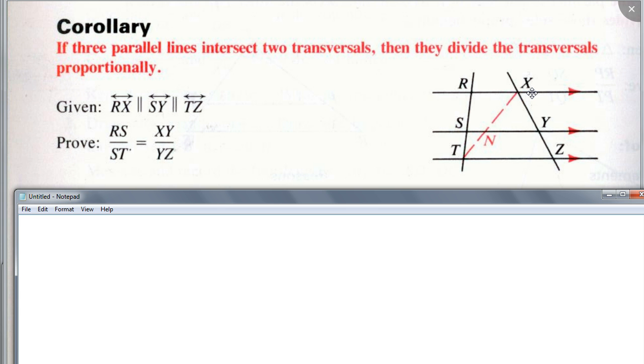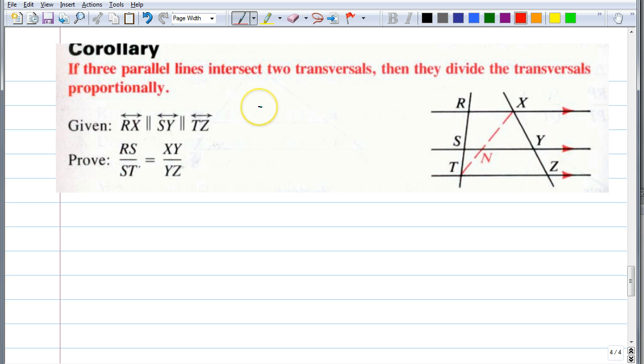I'll wait. Go ahead and write it down. Anybody see how we could prove this? Corollary: if 3 parallel lines intersect 2 transversals, then they divide the transversals proportionally. How many triangles do you see here? 4. 3. Yeah, there are a whole bunch of them. 5, right.